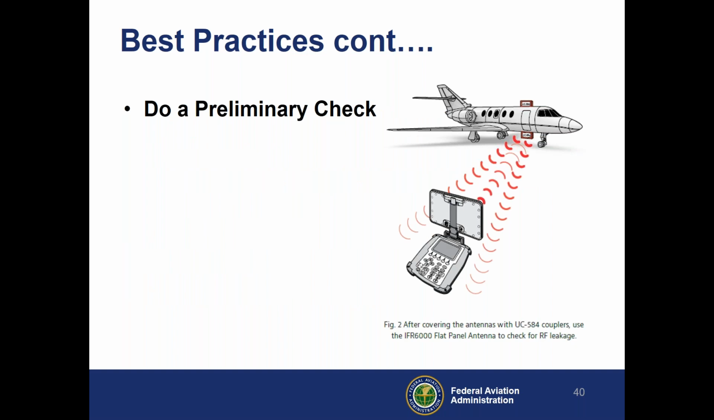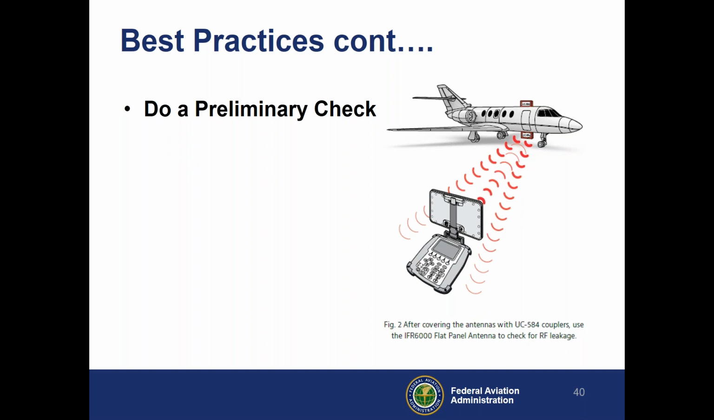And this was in the Viavi white paper, and this is a good practice. You can actually do a preliminary check using the flat antenna of the IFR 6000 to check for RF leakage. And Carrie, are you still on board with us? Yes, I am.